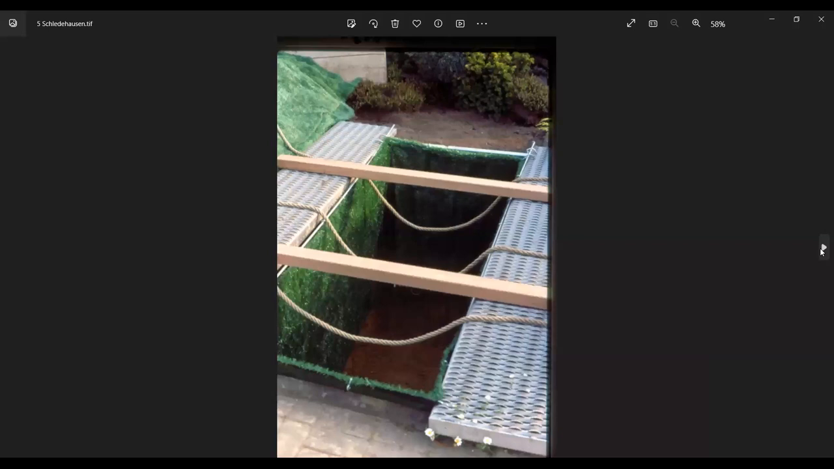Now, what are the ropes for? Remember the cowboy shows, the old 19th century shows on TV or movies where they lower the casket down with ropes? Well, they do that in many cemeteries in Germany still.